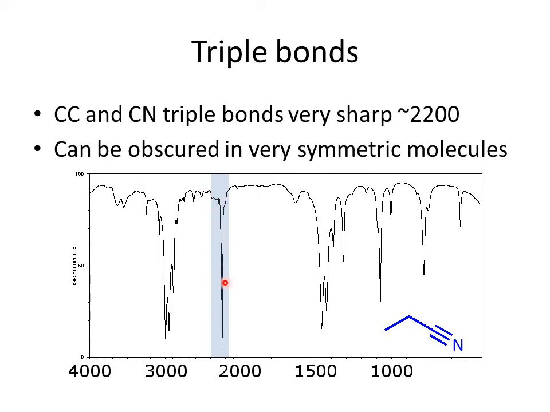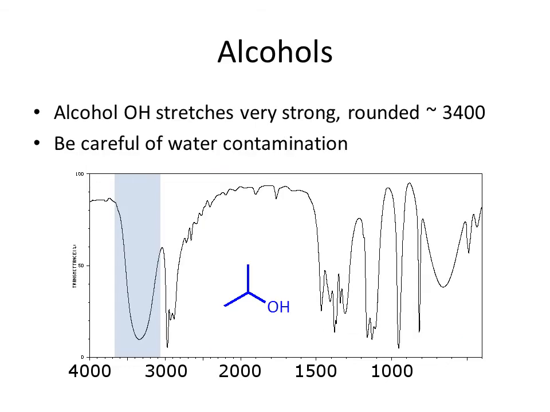This very sharp signal is indicative of a triple bond, and really that's the only thing that happens right here. So if I see a line here in the spectrum, I know I've got a triple bond. We should be careful. We don't always see it. Very symmetrical molecules, for certain reasons, this signal is not very strong. But if we do see a signal here, we know that we have a triple bond.